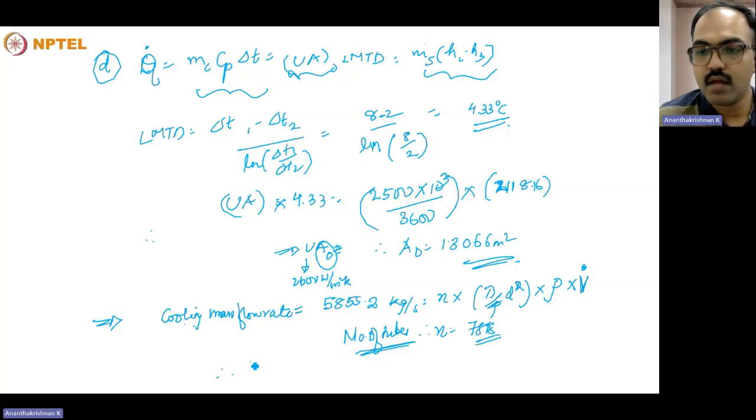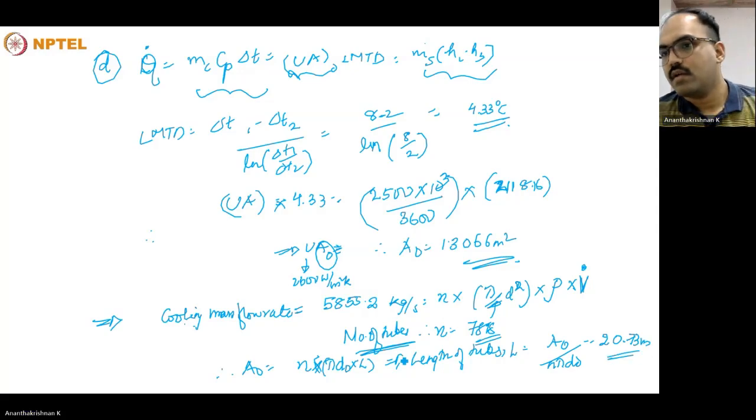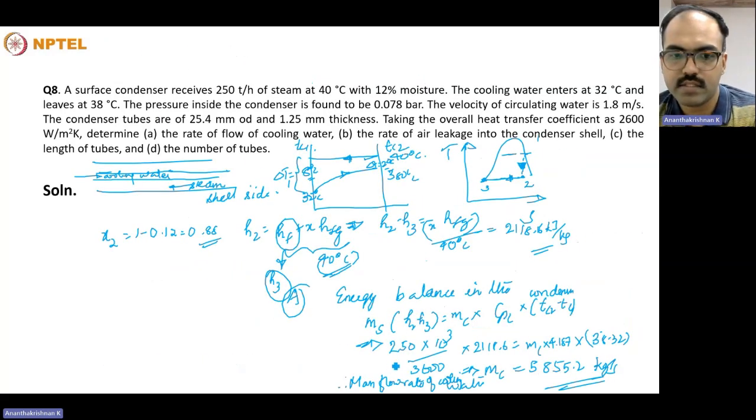From this, we know the overall area, right? So based on that, we can get the length of an individual tube. That would be equal to a single tube's surface area for heat exchange. That will be equal to pi d0 into L multiplied by the number of tubes. Therefore, the length of tubes L will be equal to A0 divided by n pi d0. That would be equal to 20.73 meters. So that completes this problem.